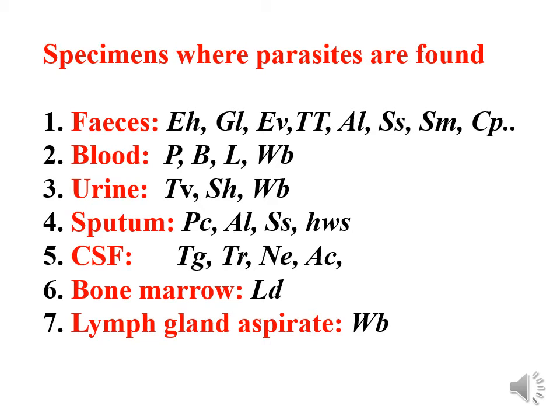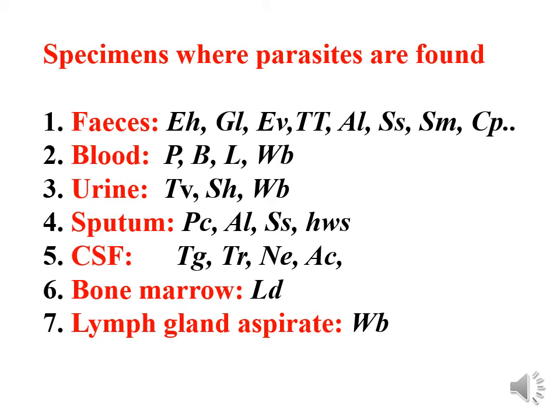Wuchereria bancrofti, sometimes because it is in the lymphatic system, and the lymphatic system could be destroyed, and there is leakage of the lymph into the urinary bladder, so you have whitish urine, and it may contain the microfilariae of Wuchereria bancrofti.